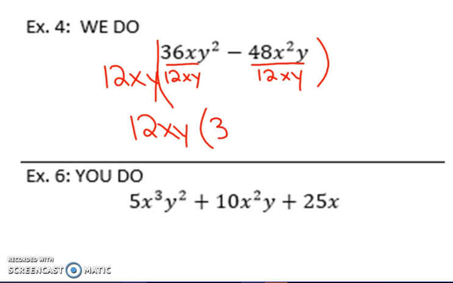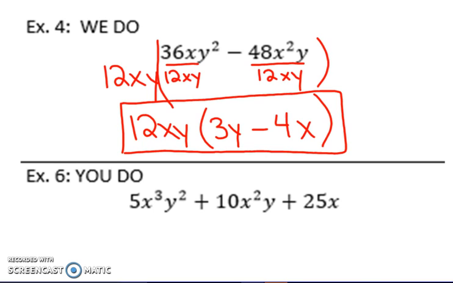36 divided by 12 is 3. The x's cancel, and we're left with 3y minus 48 divided by 12 is 4. X squared over x is just x, and the y's cancel. So my final answer becomes 12xy times the quantity of 3y minus 4x. The way to know you're done is that whatever is left in parentheses, there is nothing else that you can pull out.